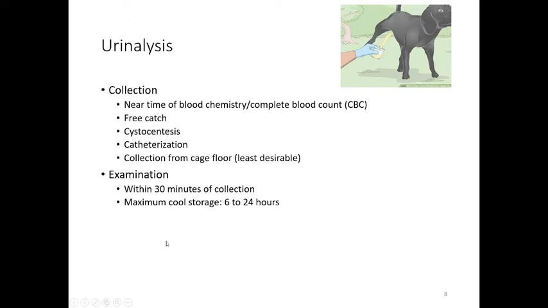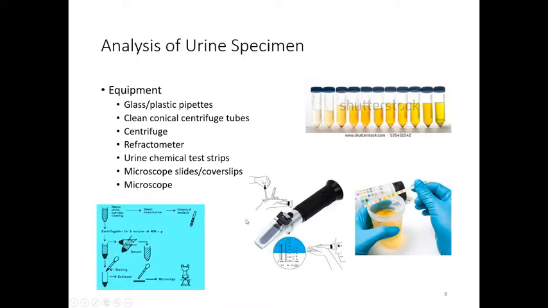The examination of the urinalysis should happen within 30 minutes of collection. We want to keep it in cool storage. If we can't look at it right away, you can keep it in cool storage, which means the refrigerator, up to 6 hours at best. If you have to go as long as 24 hours, you can do that, but certainly no longer than 24 hours. The sooner you look at it, the fewer changes are occurring in the urine.